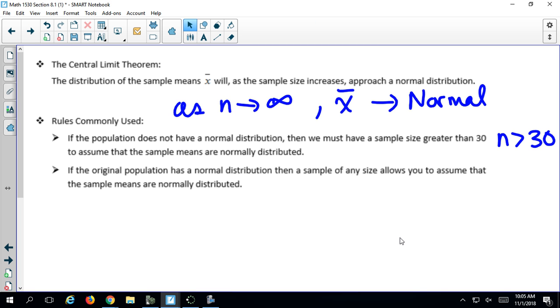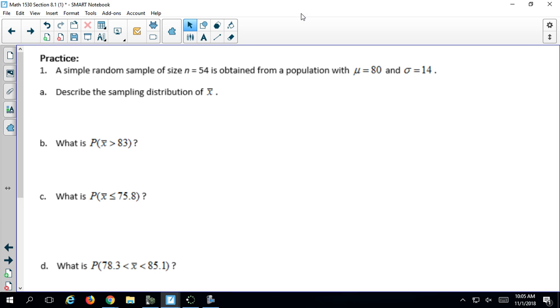Okay, so let's actually do some problems. So this says a random sample of size 54 is obtained with a population with mean 80 and standard deviation 14. Describe the sampling distribution of x bar. So what does it mean by sampling distribution of x bar? What that means is you take every possible sample of size 54 and graph the distribution. That would be the sampling distribution of x bar. So we're asking, what's the distribution of all the sample means? What does it look like? We're going to describe it.